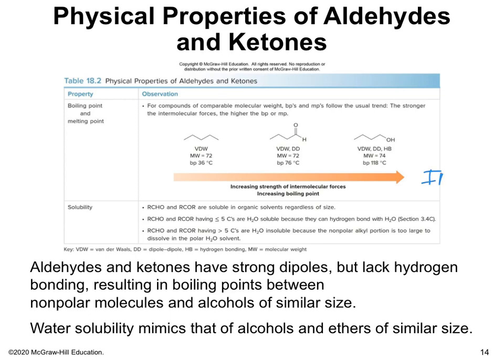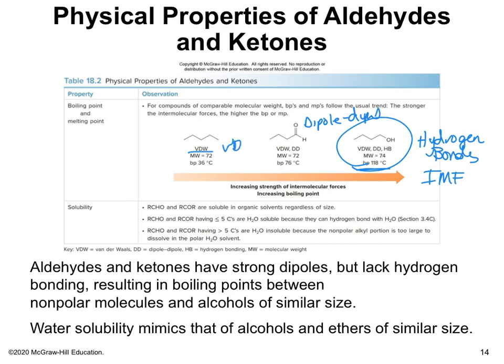What about intermolecular forces? Alcohols are hydrogen bonding, so they're going to have higher boiling points, 118. Aldehydes are dipole-dipole, so that's going to come second, and these are van der Waals. It's going to have the lowest.